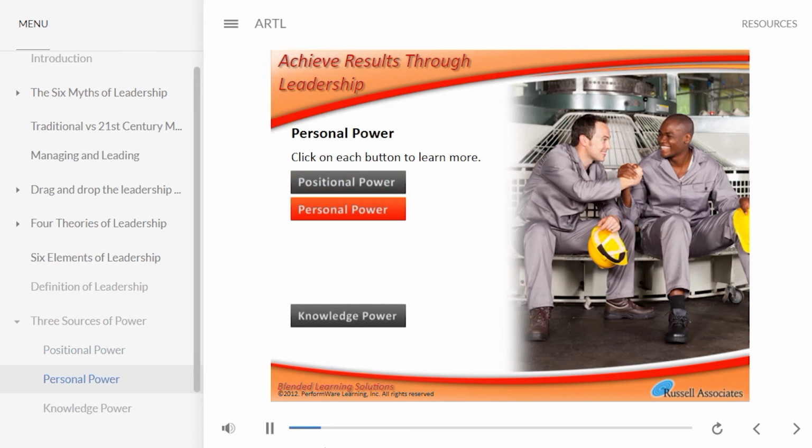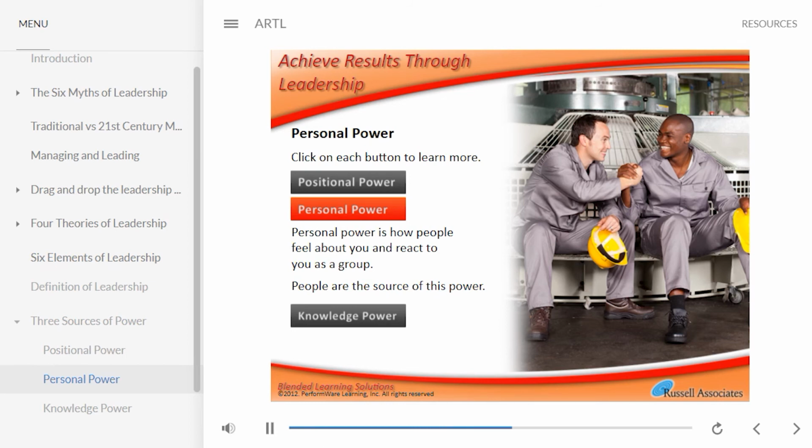Personal power is the extent that others respect, feel good about, and are committed to you, and how well you accomplish the things you have been tasked to accomplish, or credibility. It is the power you have because people around you choose to give you power due to a positive relationship or feeling they have about you.